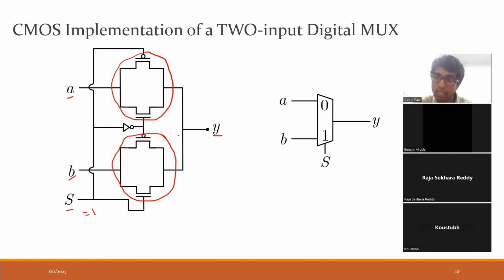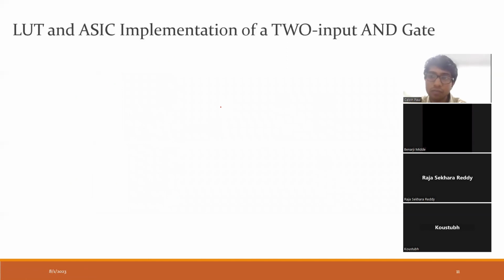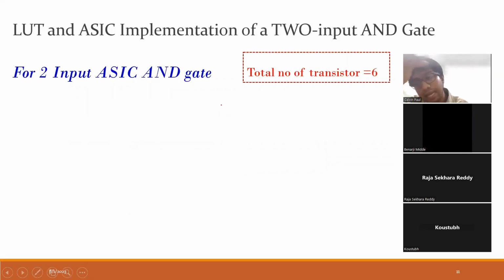So if we see the number of transistors required to implement this MUX, which has 2 inputs and 1 output: 1, 2, 3, 4, no, 6. 6 transistors are required to implement this. The NOT gate is implemented by 2 transistors as I showed previously. So what has happened in the AND gate, which we have specifically designed in CMOS to implement only the AND function, only 6 transistors are required. So that's very good.